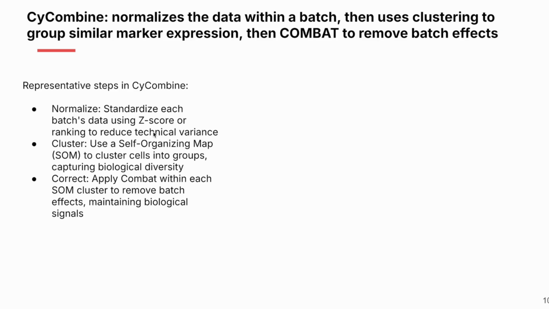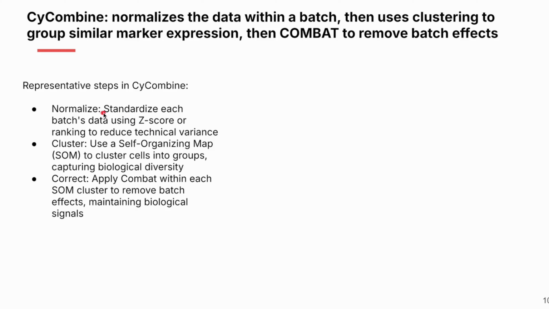So how does it work? Today we're going to talk about CyCombine, which is an amazing paper that came out in 2022, and this has 3 major steps: normalizing the data, using clustering to group similar marker expression, and then using a technique called ComBat to remove batch effects. So again, there are 3 steps here.